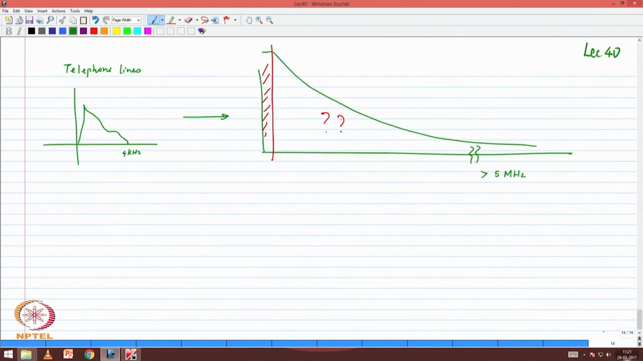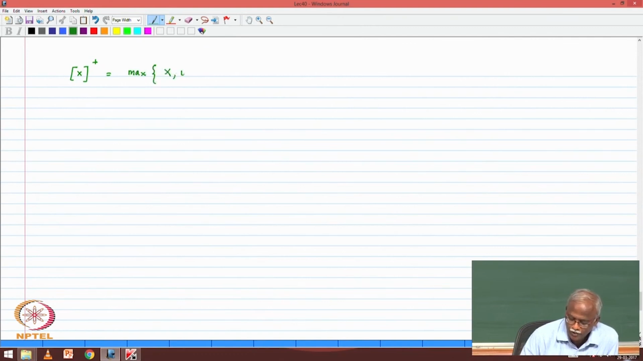Now, very important, the interpretations. First and foremost, this has a notation that I would like to introduce now. When we say x of plus, this notation basically says you take the maximum of x or 0. If x is a positive quantity, you take its value.